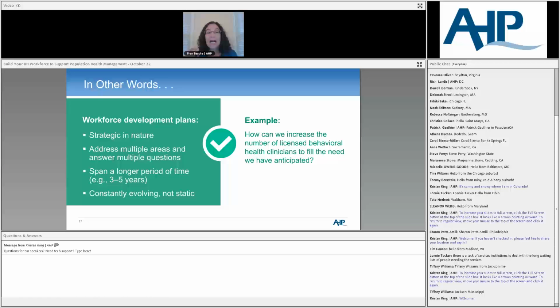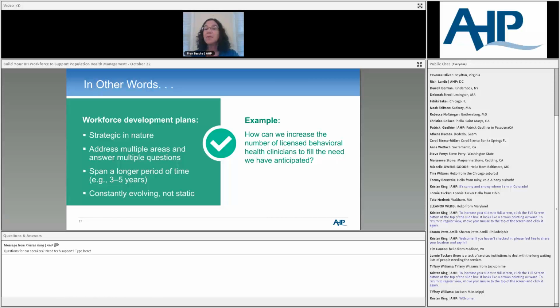For example, you might ask, how can we increase the number of licensed clinicians to fill the need we have anticipated? You might be asking, if our current clinical staff were to work at the top of their license, could we use the growing cadre of recovery support workers and other paraprofessionals to help fill those gaps?